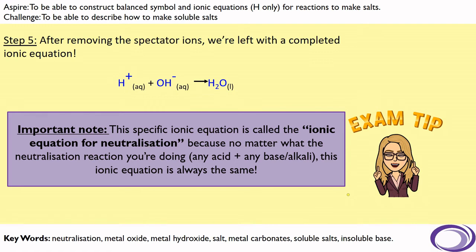Now that specific equation is called the ionic equation for neutralization. It's called that because no matter what acid we are using or alkali we are using, once you cancel out the spectator ions on both sides of the arrow, we are left with this equation. And a top exam tip will be to make sure that you learn that equation and you know where the ions are coming from.